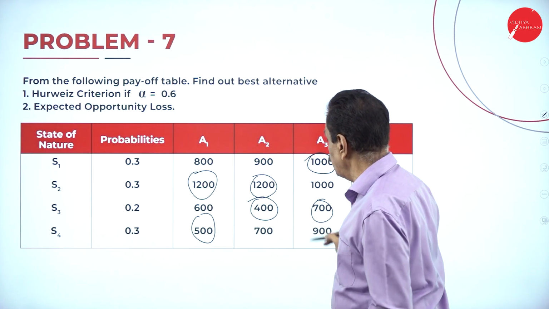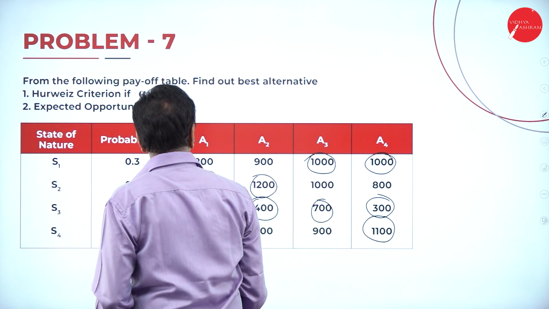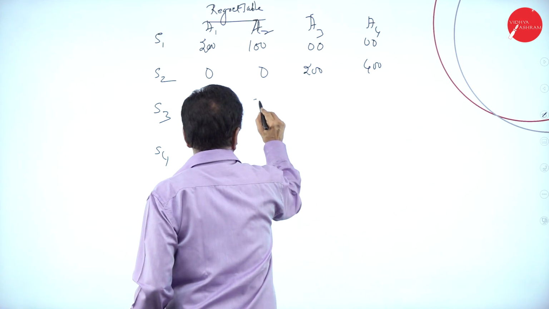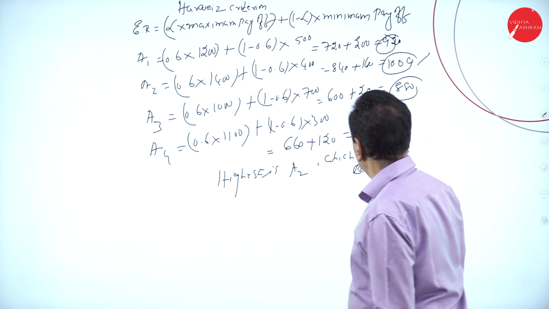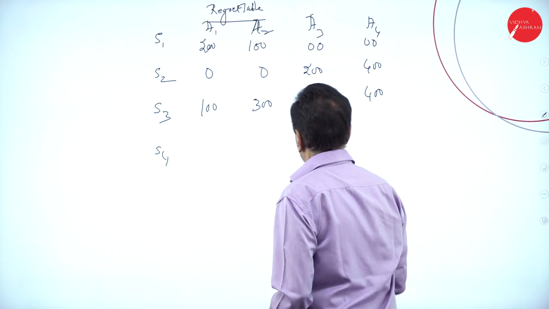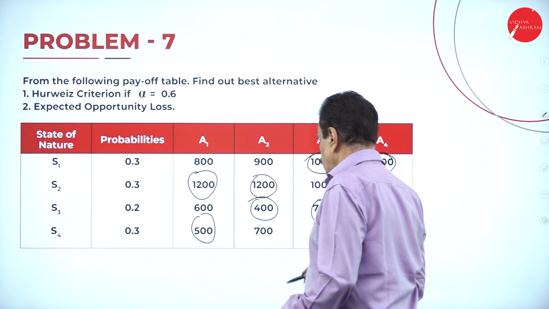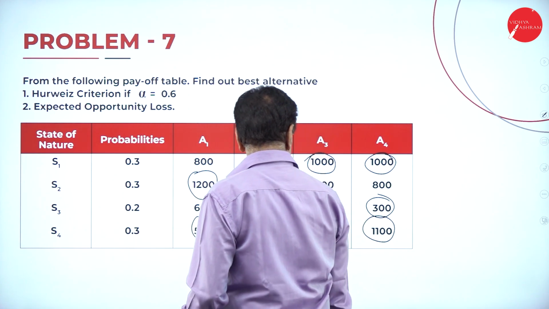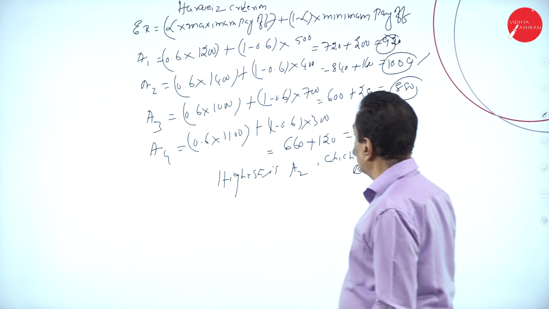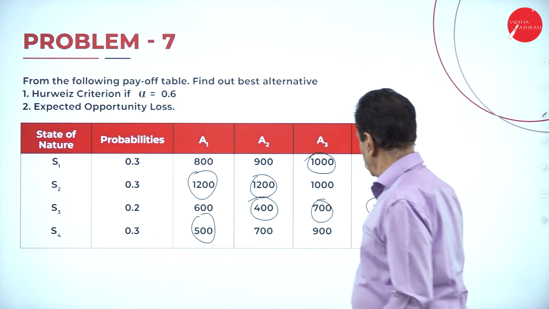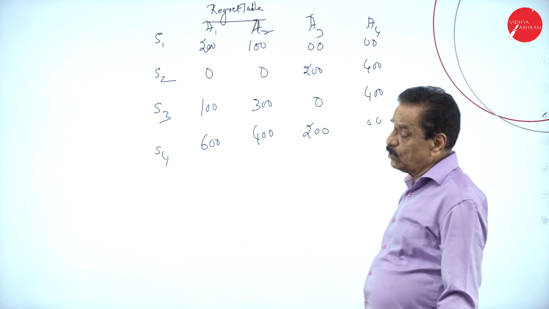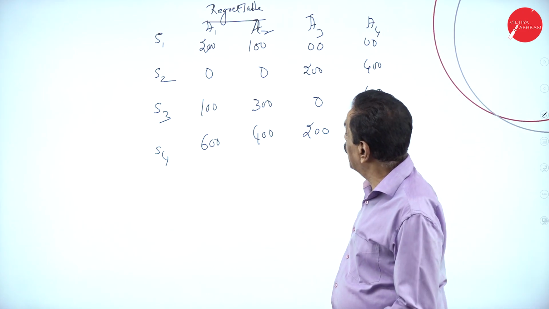Come back to S3. Here the highest is 700. 600 means 100. Then 400 means 300. 700 means 0. 300 means 400. Last one, highest is 1100, here 500 means 600, 700 means 400, 900 means 200. This is 0. So this is your expected loss. See this. Then you can make the calculation now.